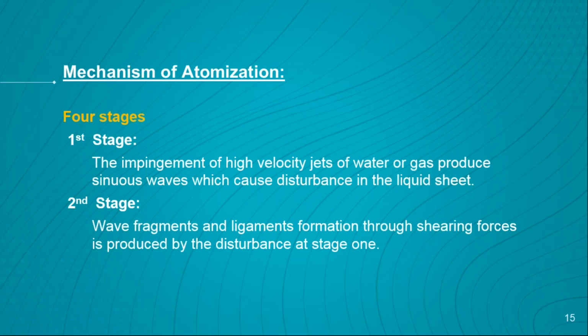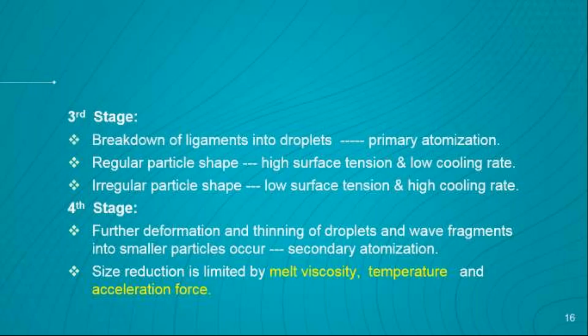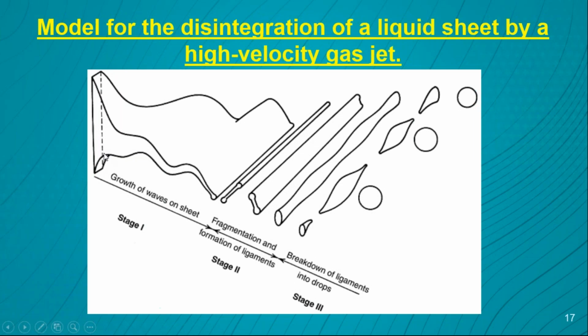And in the second stage, the wave fragments and ligaments form through shearing forces because of this high impact velocity of the water or the gas, which produces a disturbance of stages in one another. You can see in this picture, these are the 3 stages that are formed during the impingement in the powder production by the atomization process.